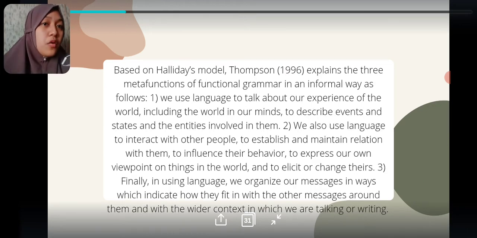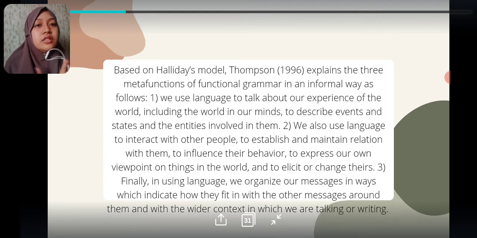Based on Halliday's model, Thompson explained the three metafunctions of functional grammar in an informal way as follows. First, we use language to talk about our experience of the world, including the world in our mind, to describe events and states and the entities involved in them.